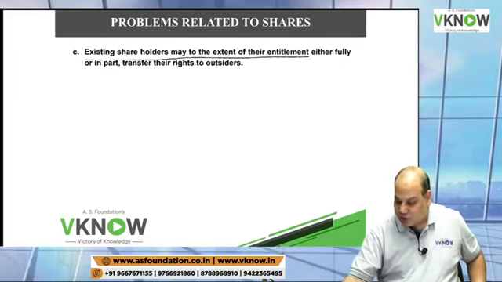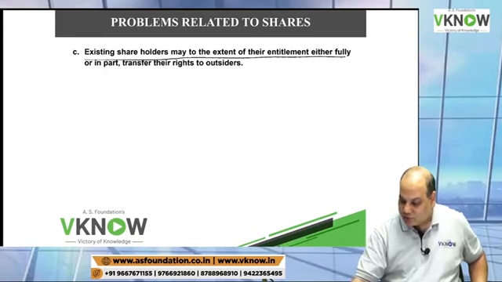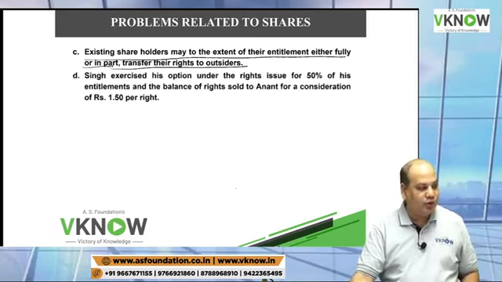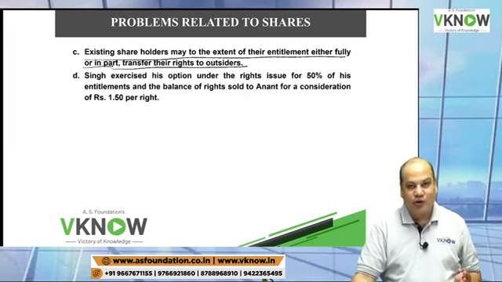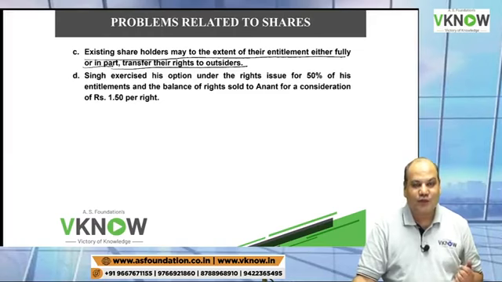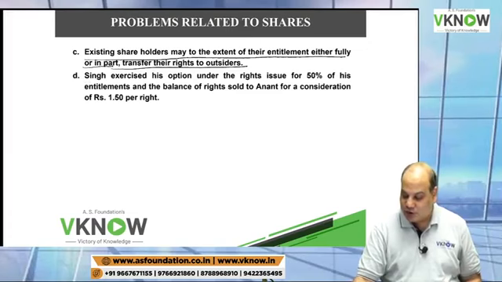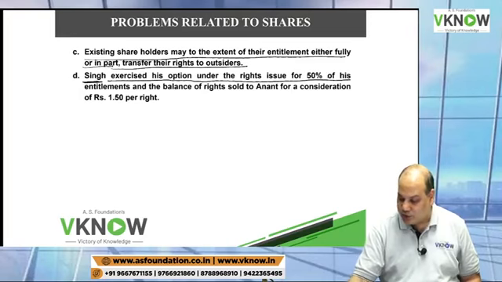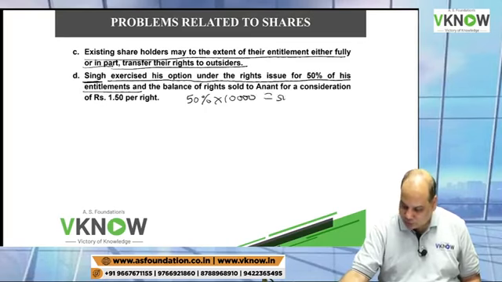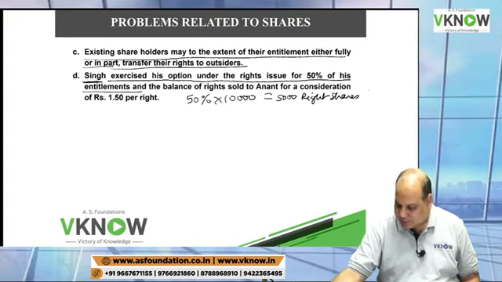Existing shareholder may exercise fully or in part and transfer their rights to outsiders. So you have been given choices. You can either use your right for yourself, you can even sell your rights to others. So what Singh did: exercised his option under the right issue for 50% of entitlement. So 50% into 10,000, 5,000 right shares purchased.